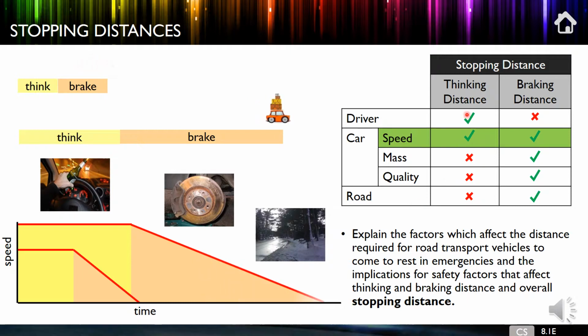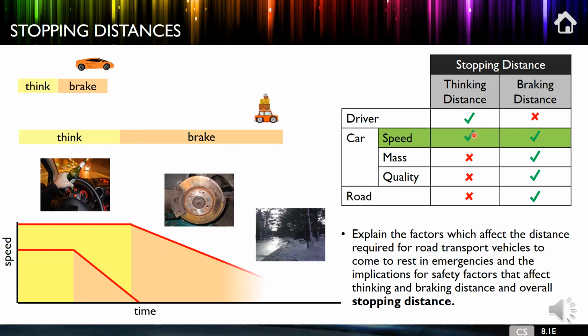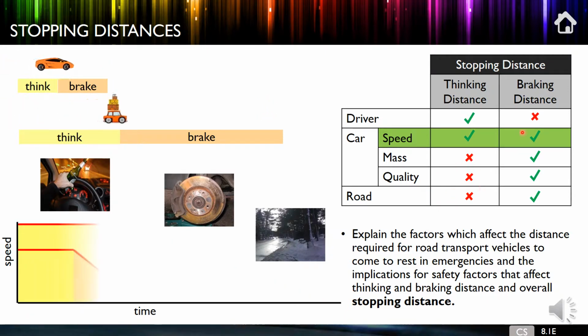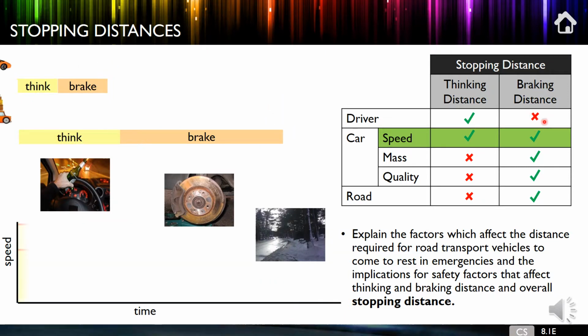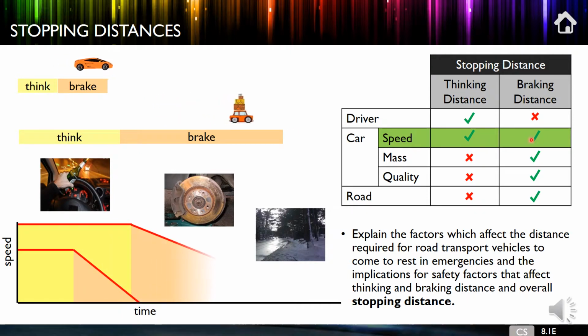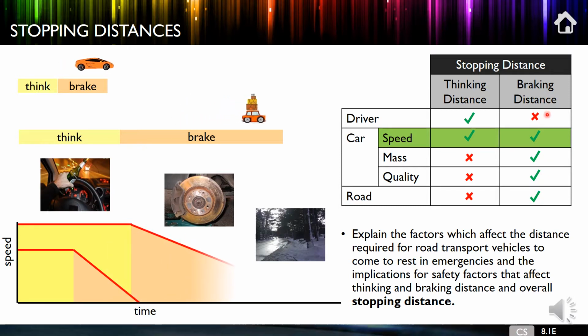So in terms of affecting thinking distance, the state of the driver affects thinking distance, as does speed, but nothing else. The mass, the quality, and the road don't affect thinking distance. Braking distance, the driver, as far as the board is concerned, a drunk driver can hit the brakes just as hard as a sober one, so don't make that a factor in braking. As you can see, speed is highlighted in green. It affects both, which is why it's so important to highlight speed as a danger factor. But then the mass, the quality of the brakes, and the state of the road all affect braking distance.